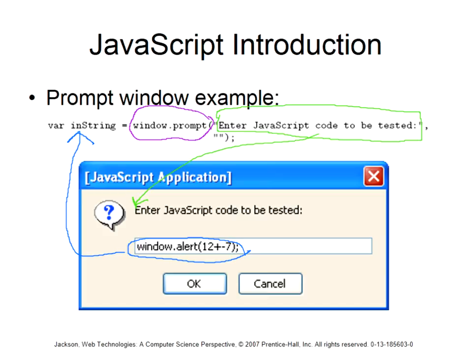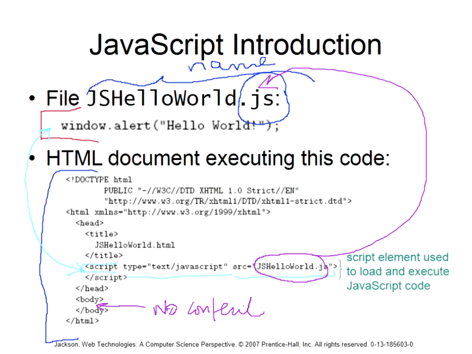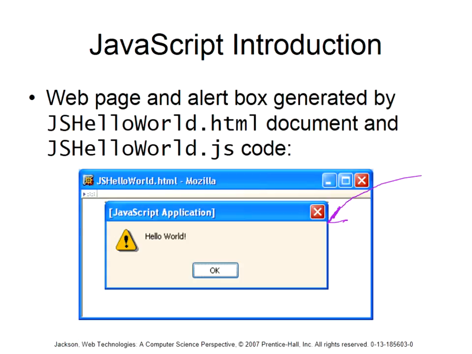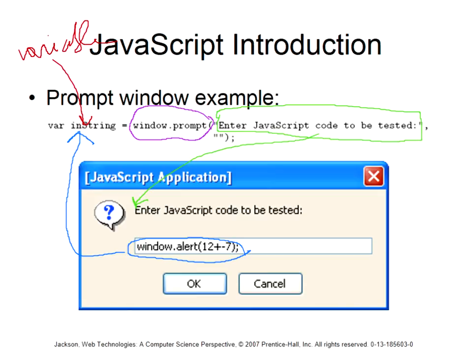So inString here is a variable. This is a variable. So to make an output, we use window.alert, alert for output. And for input, we use window.prompt. Any questions?